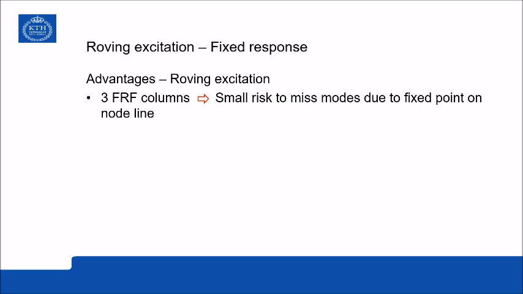Let's start now with the roving excitation, where we get 3 frequency response function rows. Well, the advantage with this, the main advantage I would say, is that the risk of missing modes due to placing the fixed point, in this case the fixed accelerometer, on a node line of a mode is very small. There is a risk, of course, but the more rows we measure, the smaller the risk will be. So that is the main advantage of roving excitation.